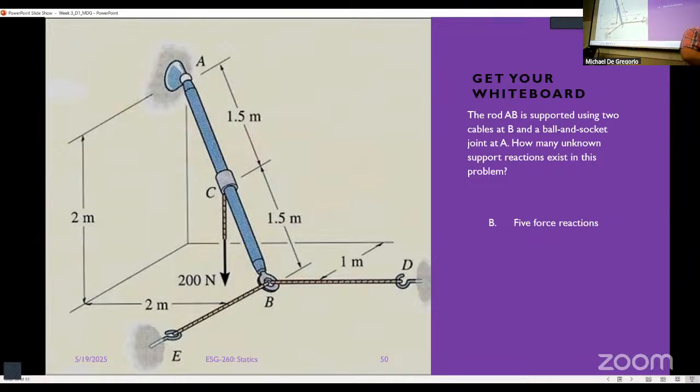What does a ball and socket joint allow us to do? Does it allow for rotations in all? Yeah, so there's no moments that are reacting there, but it stops X, Y, and Z motion, right? So there's three forces right there. Cables. We don't really talk about moments on cables, right? Because if I start to bend a cable, bad things happen. They're designed to work in tension only.